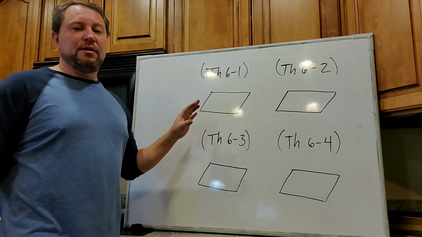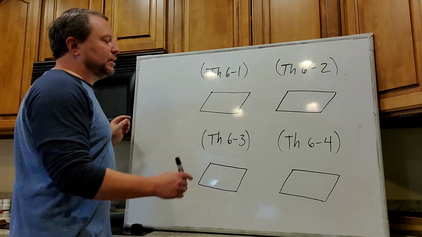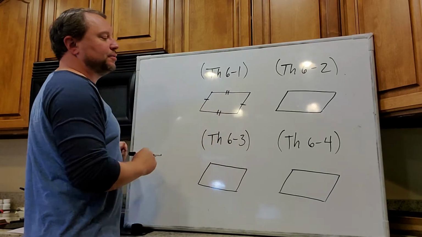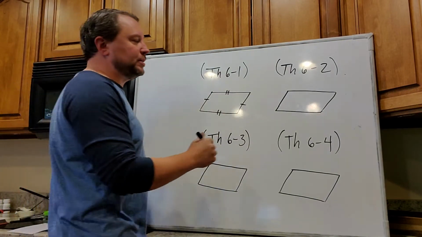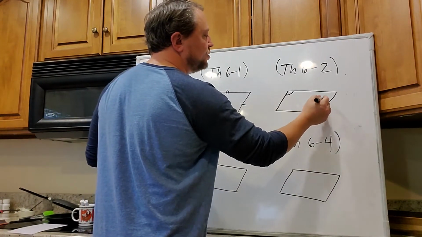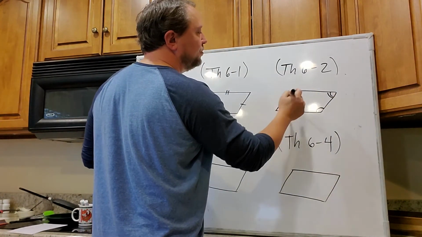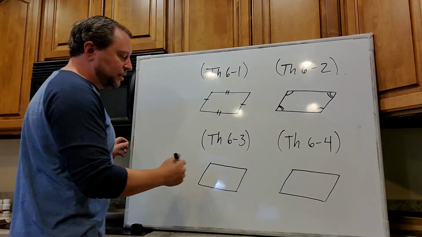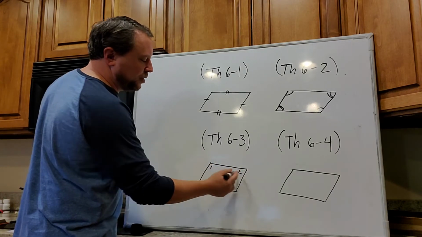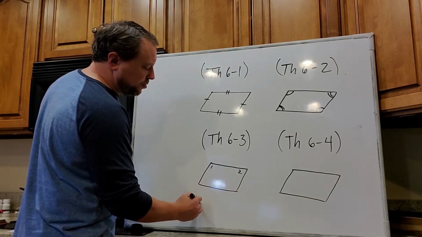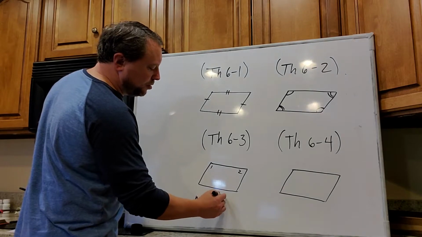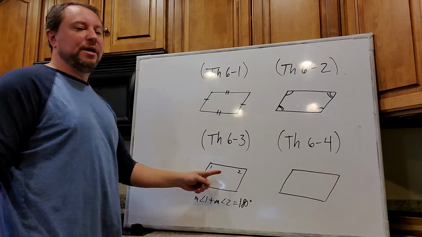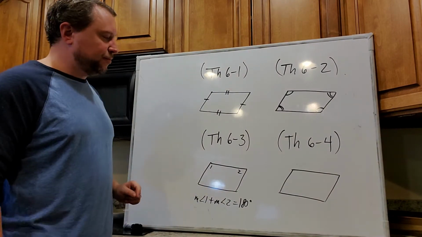Previously in our last lesson, theorem 6.1 had stated that in a parallelogram, the opposite sides are congruent. In theorem 6.2, we stated that the opposite angles are congruent in a parallelogram. On theorem 6.3, in a parallelogram, the consecutive angles, like 1 and 2 in this picture, are going to add up to 180 degrees. Not just that pair, of course, but any pair of consecutive angles.